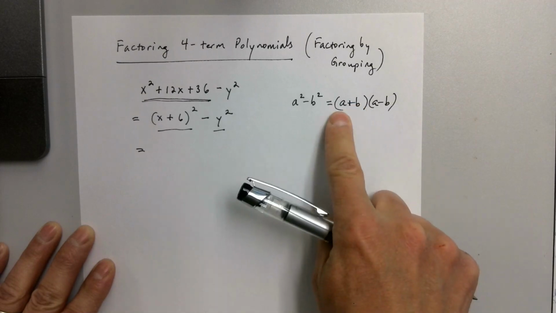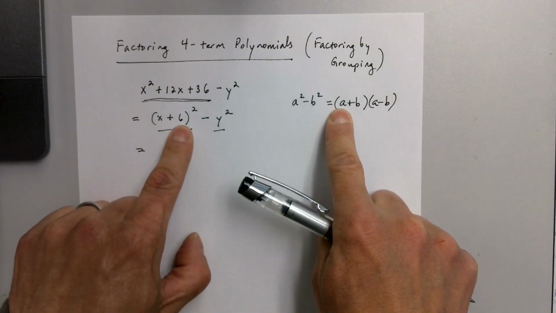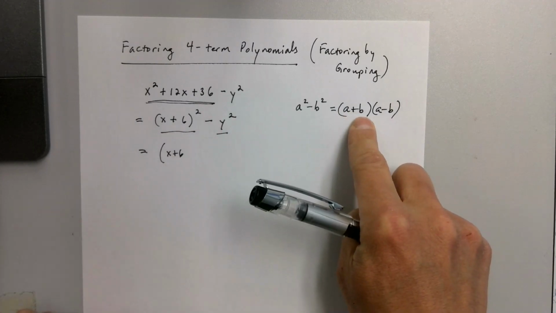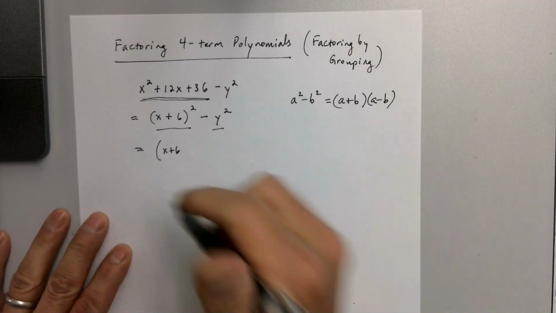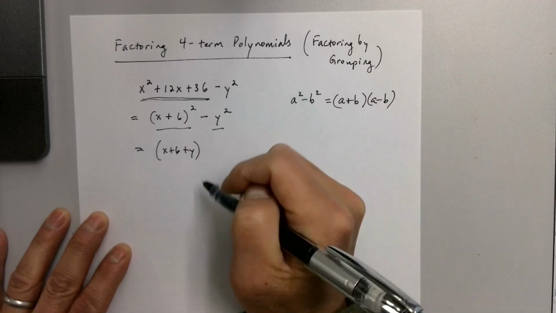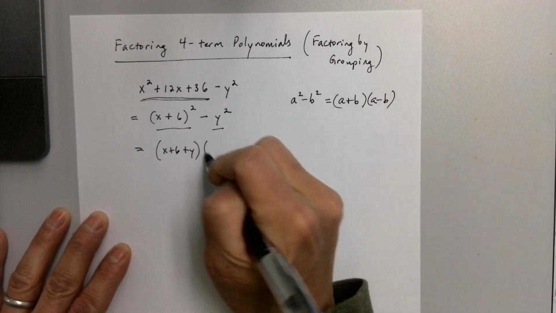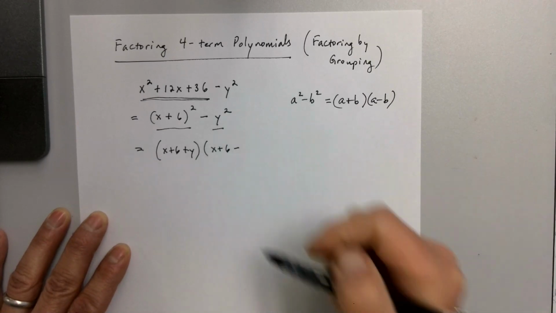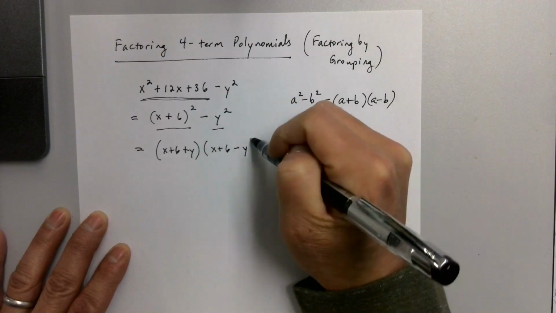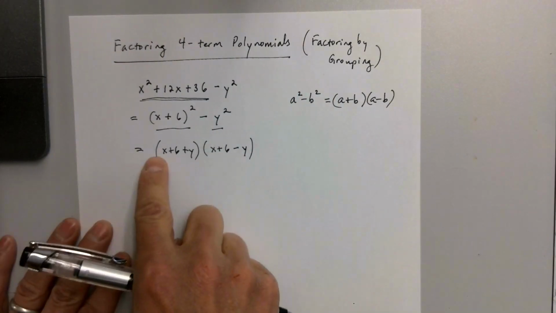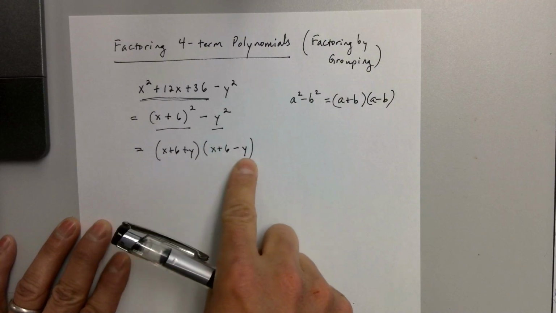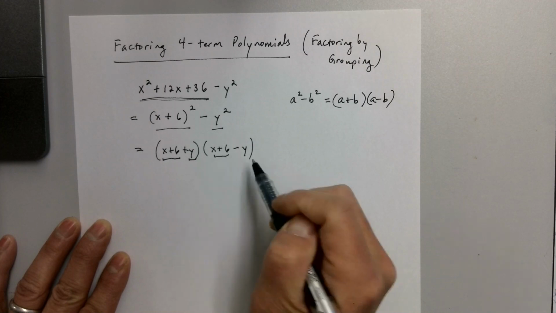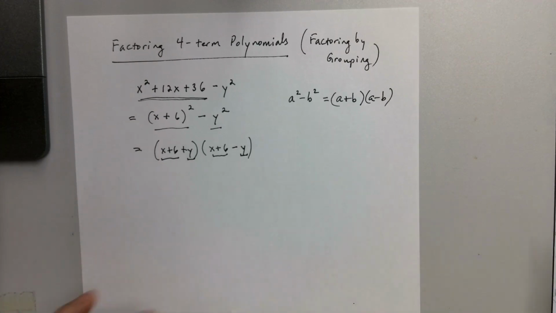My a is x plus 6, so that goes first, plus my b, which is y. That finishes a plus b. Now we start a minus b, a minus b. There we go. x plus 6 plus y times x plus 6 minus y. This is our a, this is our b, this is our a, and this is our minus b.